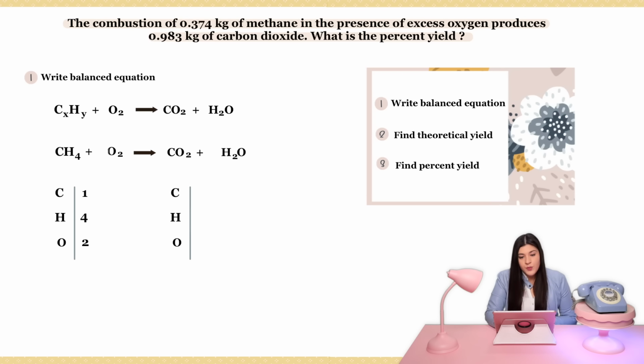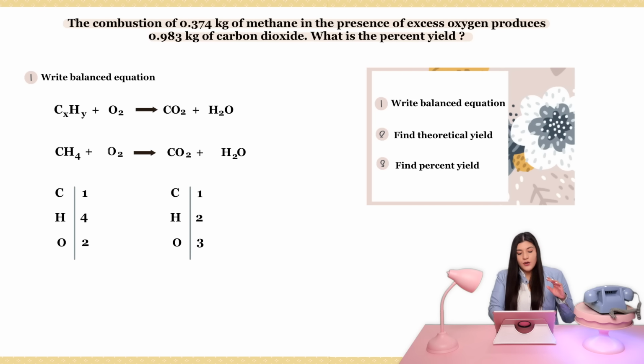I'll do the same thing for the product side. So looking here, there's only 1 carbon. Next, for hydrogen, there's 2 due to the subscript. And beware of your oxygen here. Some people may say there are only 2 oxygens, but that would be wrong, because don't forget about this other oxygen. So we have 2 plus this additional oxygen, so there are actually 3 oxygens.